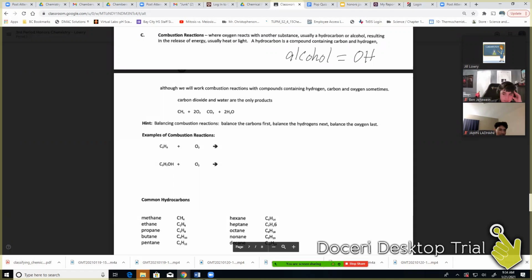And it releases energy, usually as heat or light. Sometimes that energy is gathered and used for things, because this is where our hydrocarbon fuels fall in. And a hydrocarbon is any compound containing carbon and hydrogen.